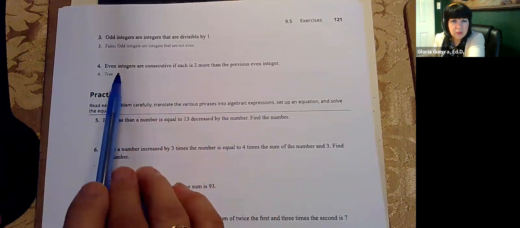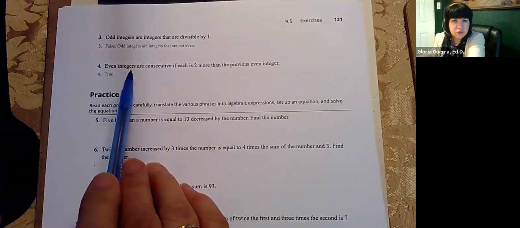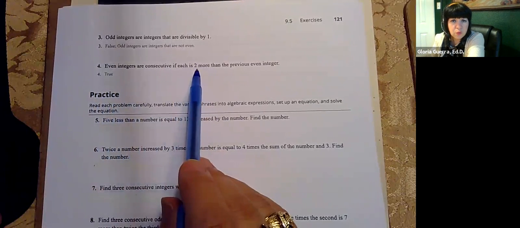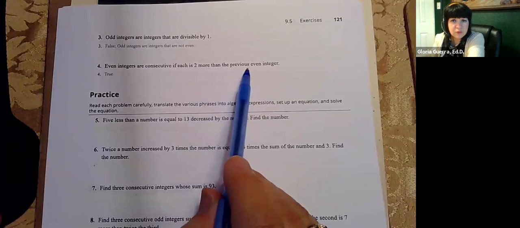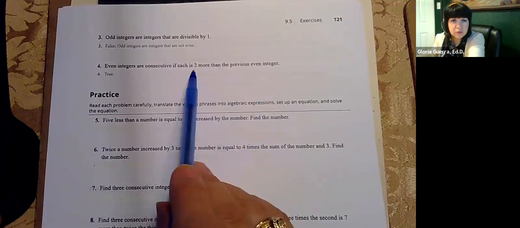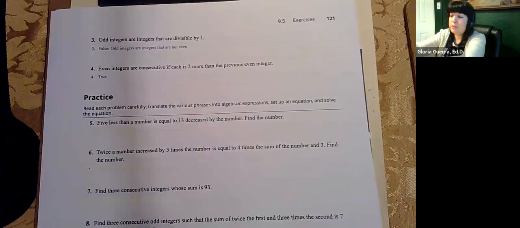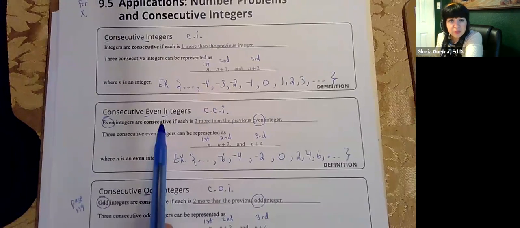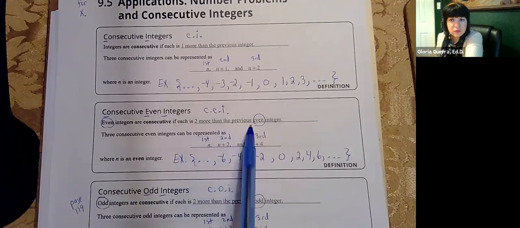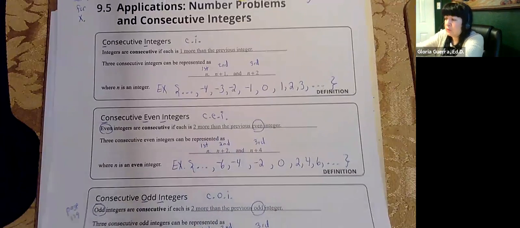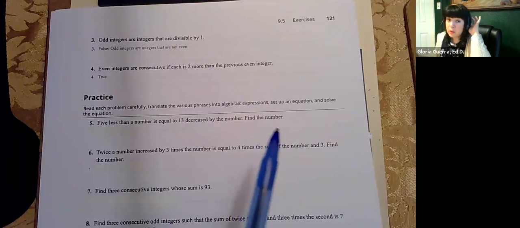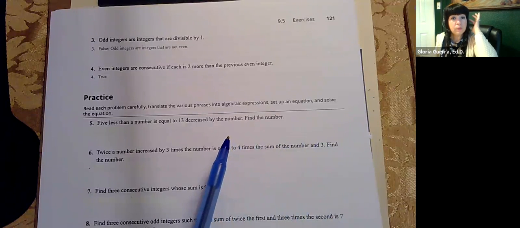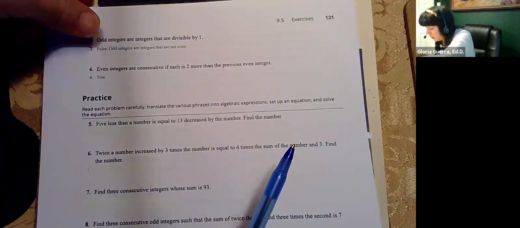Let me see this one. Even integers are consecutive if each is 2 more than the previous even integer. Yeah, and that sounds familiar. If you go back to your vocabulary here about these even integers, that kind of sounds like this, right? 2 more than the previous integer. That sounds familiar. Yeah, now that we're putting it, it is true. Okay, now let's look at some of these problems here, and let's start off with the ones that use our vocabulary.